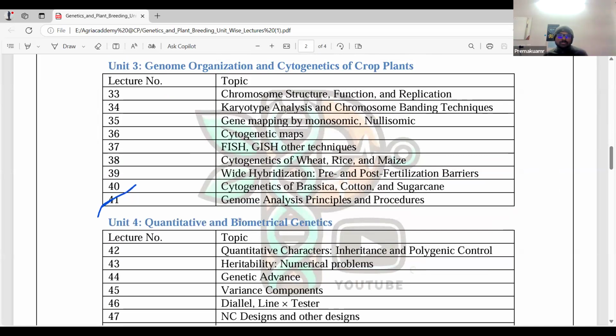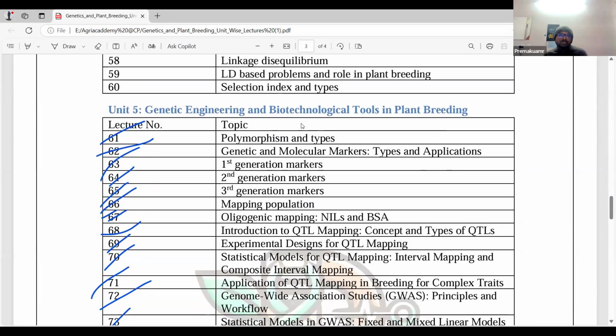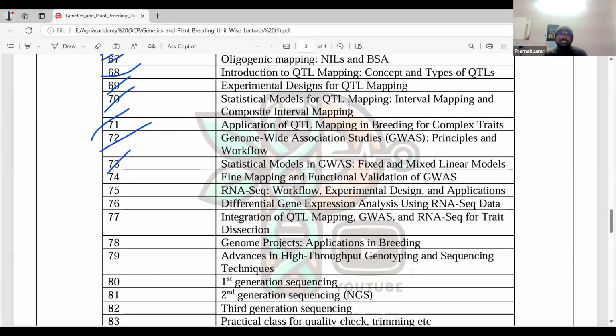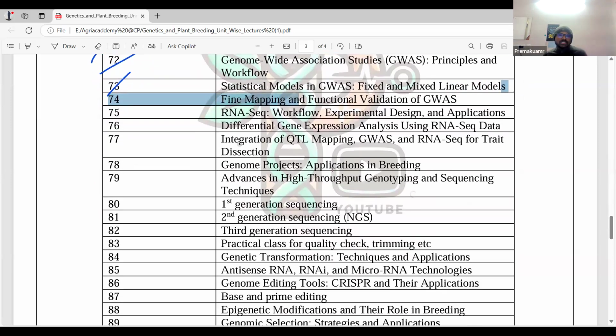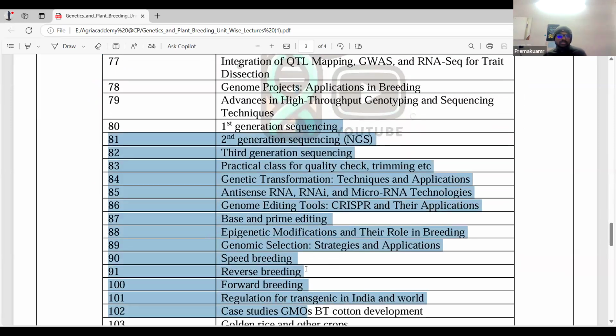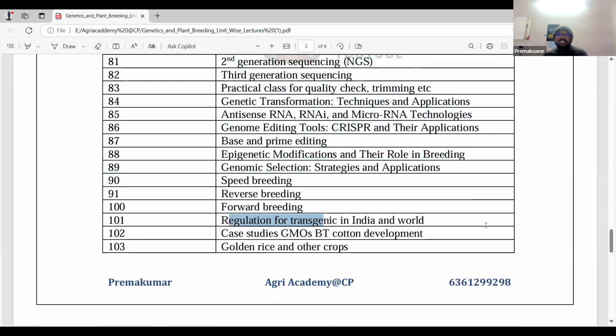I have not covered chromosome structure and function. I am going to cover it, and this entire portion I will cover. And we have covered all the markers. Any doubts in this one? Markers: first generation, second generation, third generation, mapping populations, NILs and BSA, QTL mapping, association mapping. Up to here I have covered almost everything. RNA-seq and integration of QTL mapping, this I will discuss. The genome projects we have discussed in several genomics classes, and then I have to discuss these things. Okay? And we have discussed reverse breeding, speed breeding, forward breeding, and regulation of transgenics in the Indian context.